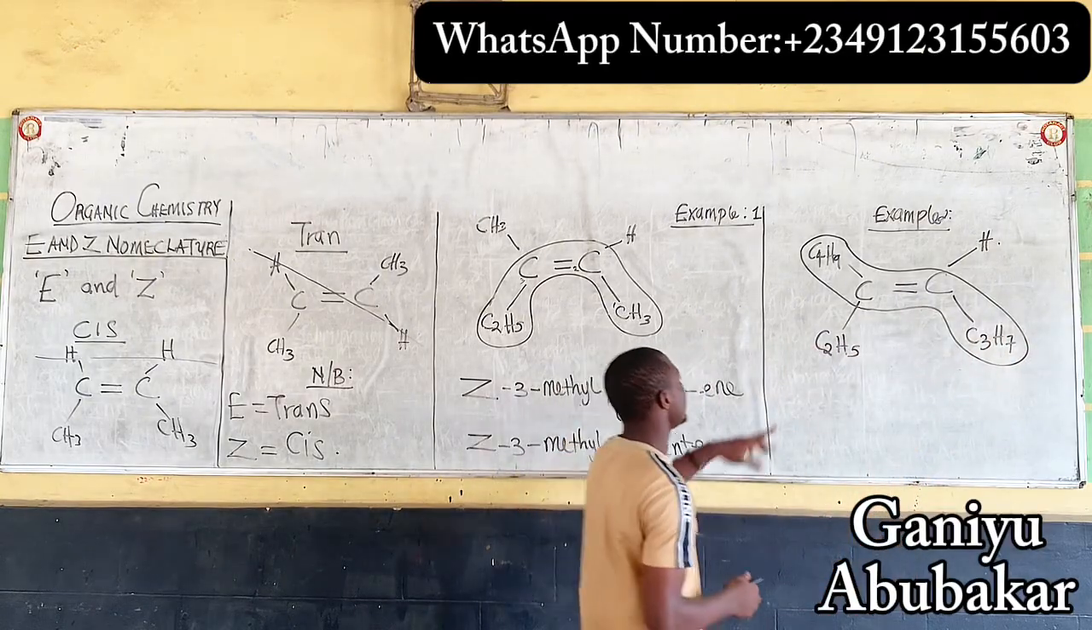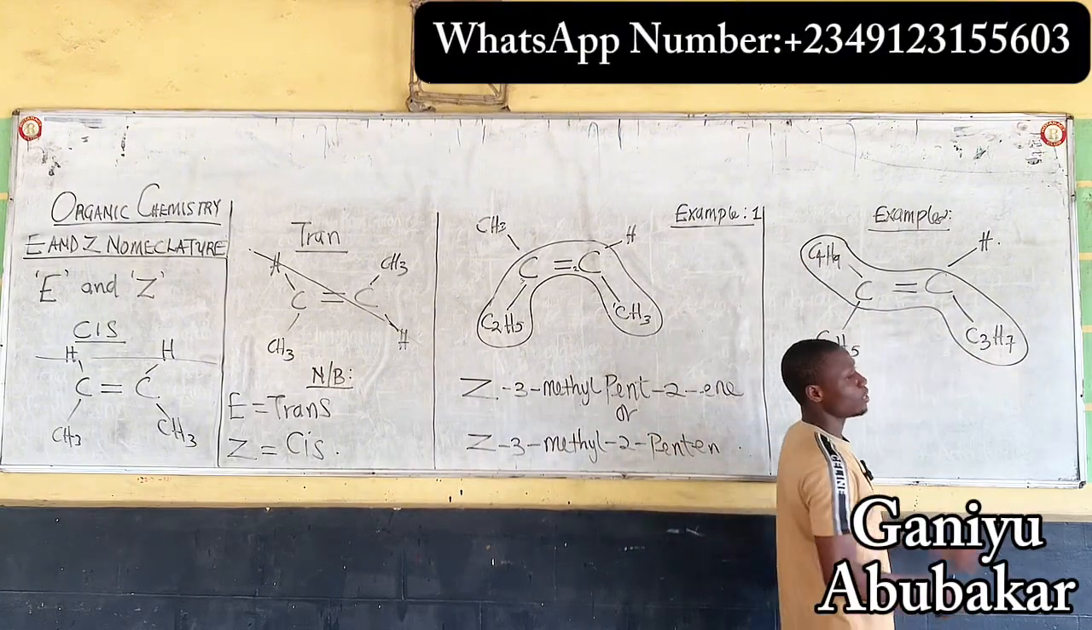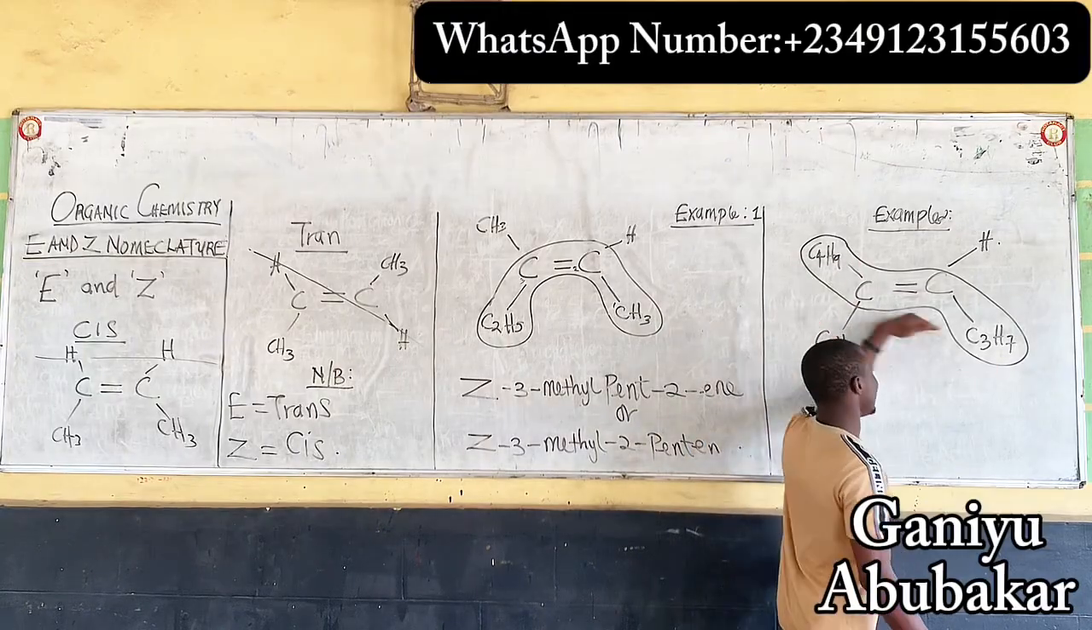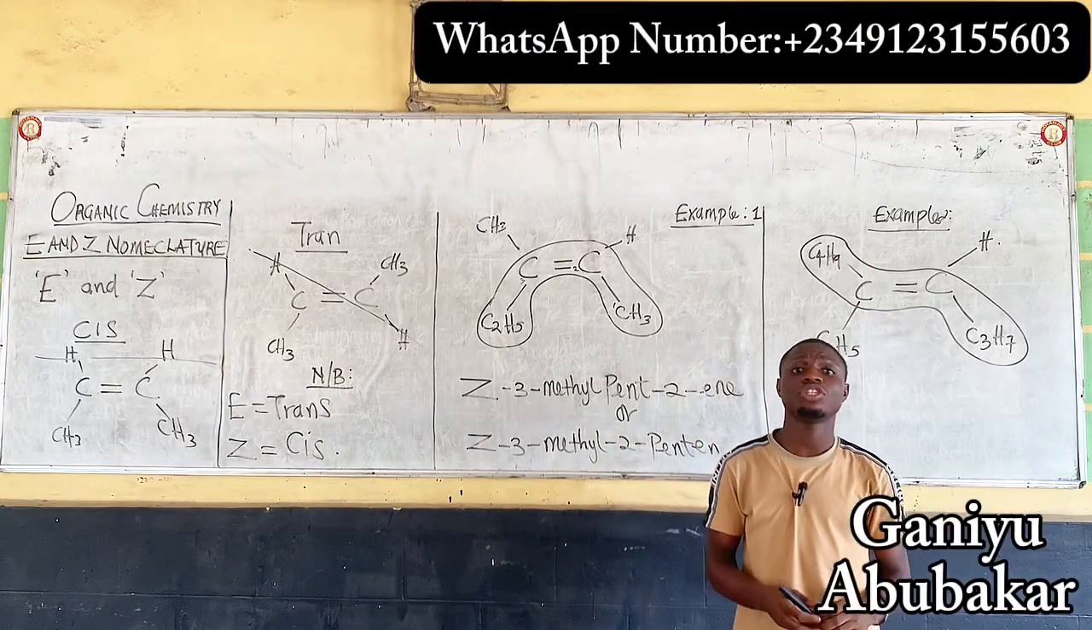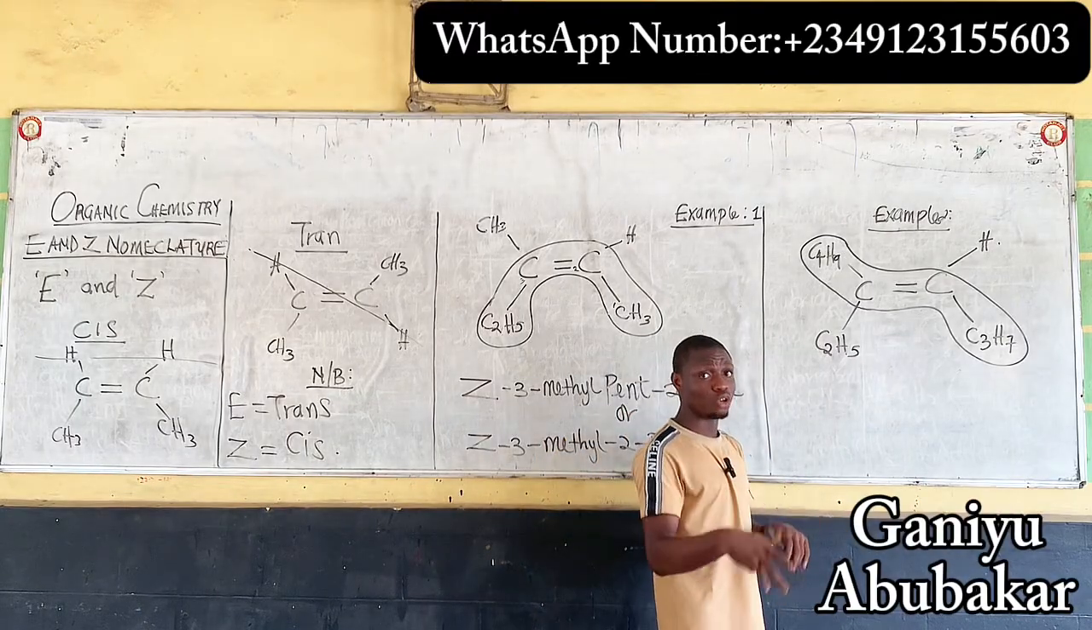It's 9. This is 4, 5, 6, 7, 8, 9. This is 7, this is 7, and this is 9. I'm sure you choose the longest continuous carbon chain. The longest is 9, yeah? So it's nonene.